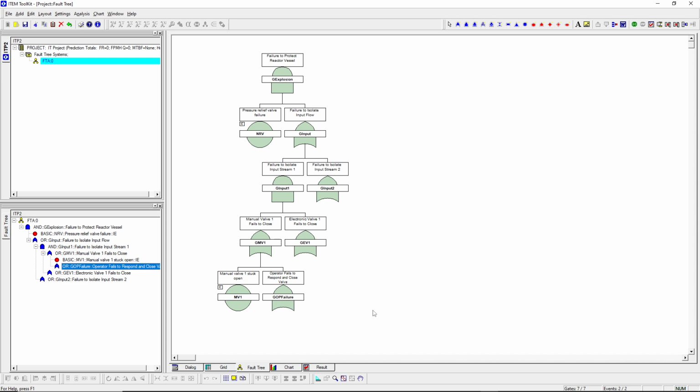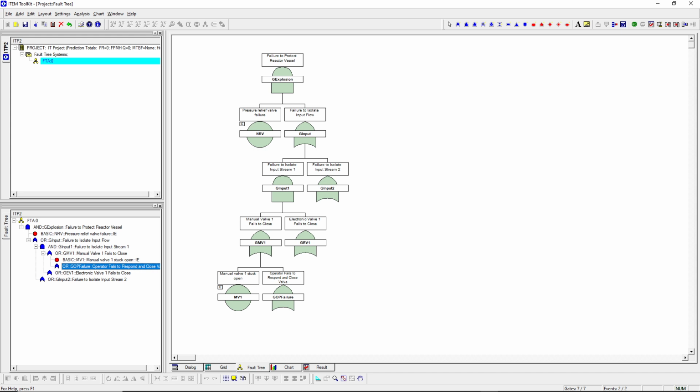Because this human error pathway can be further decomposed into diagnostic or execution faults, we will model it as a subgate. Following our naming convention, we will give this subgate the short name GOP failure and assign it the description operator fails to respond and close valve.